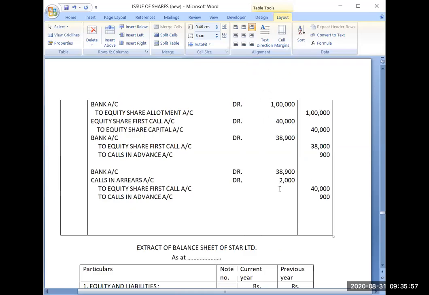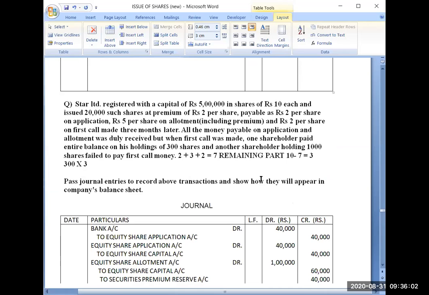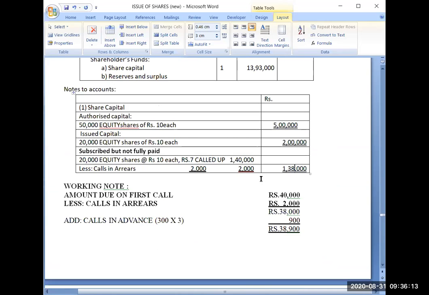You can say, sir, one shareholder who has 300 shares has paid us the full amount in advance, so we can say that 300 shares are fully paid up. But until and unless I call the amount, that amount will not become due. It is only being received in advance. Now, where will I show calls in advance, can you tell me? Where will I show calls in advance, rupees 900? Do you remember the presentation of calls in advance in the balance sheet?